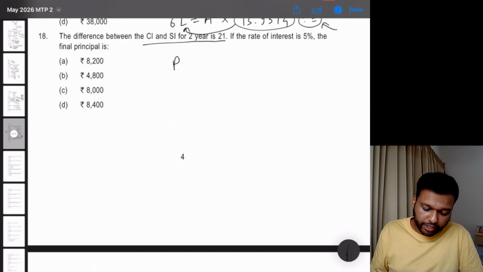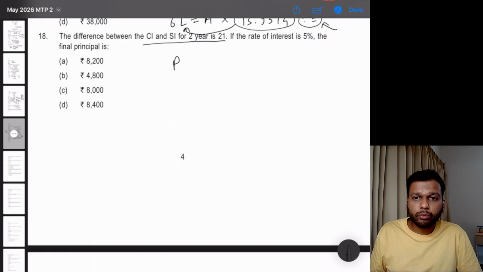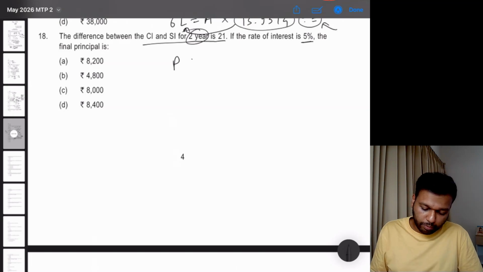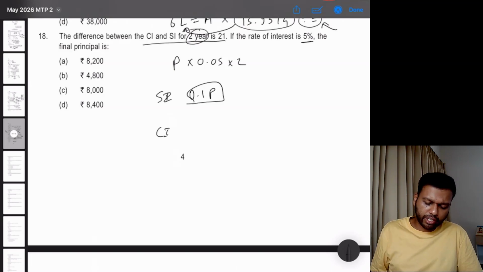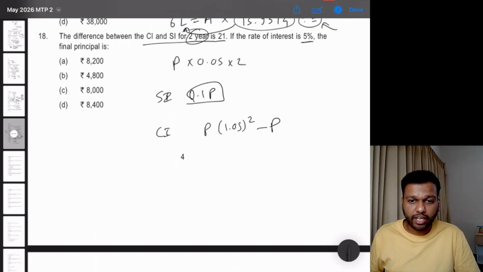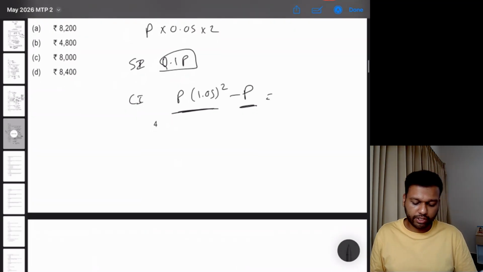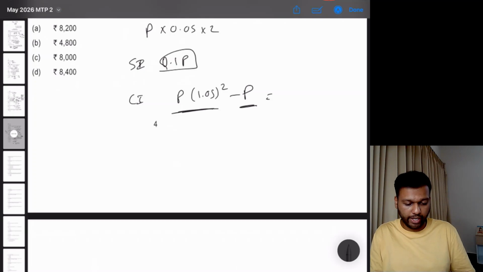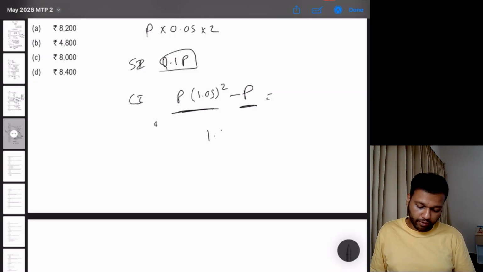If our principal is P, then simple interest is going to be P into 5% into 2 years, so P into 0.05 into 2, that is 0.1 P. This is our simple interest. What is going to be our compound interest? That is P into 1 plus I raised to n, that is 1.05 squared, minus P, because this gives you the amount and you have to subtract the principal. Check: 1.05 squared is 1.1025 P minus P.